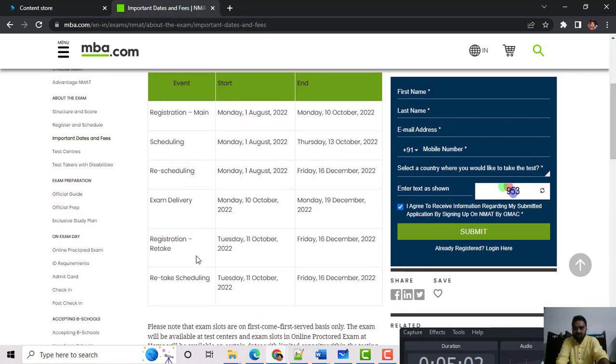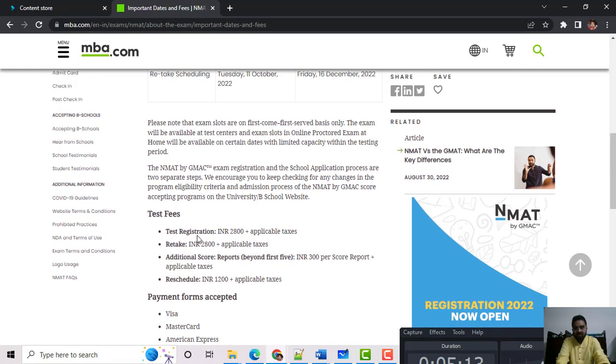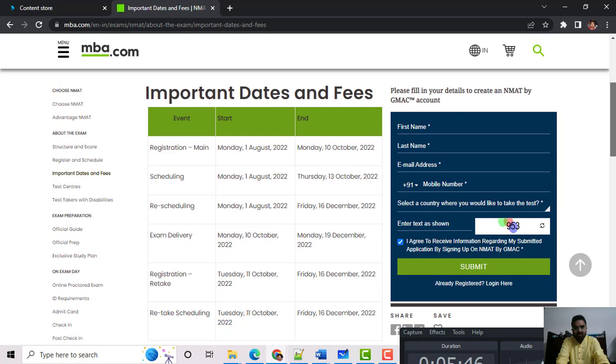For retaking also, you have to schedule it. For rescheduling the exam, and even for retaking the exam, you have to pay extra. The registration fee is 2800 plus taxes. Retake is as good as a fresh registration, so you have to pay the same amount again. Then the rescheduling charges are 1200 plus taxes. So in case you are not able to write on the particular date, then you have to change the exam date. Additional score is not applicable because you can write up to three times only, so ignore it. So these are the important dates with respect to NMAT, which we should be thinking of.